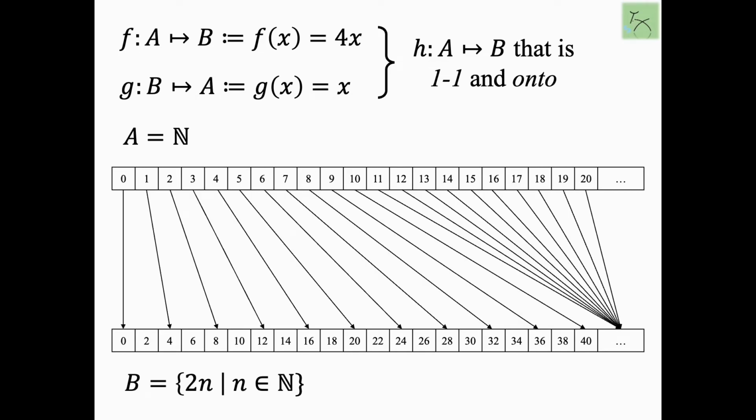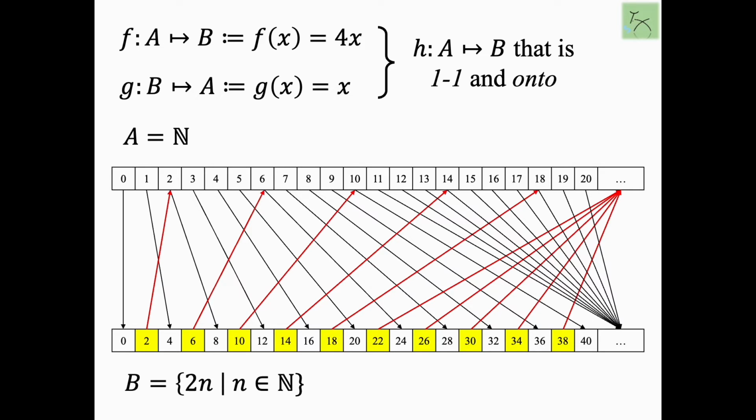Let us check the image of A under f first. Since f(x) equals 4x, the image of A will be all the elements from B that are multiples of 4. So we know that all the elements from B that are not multiples of 4 cannot be mapped onto using the function f. This means that we are forced to use the function g inverse to map to these elements.